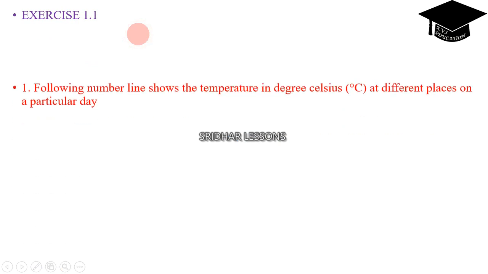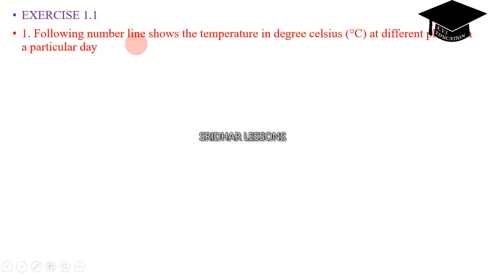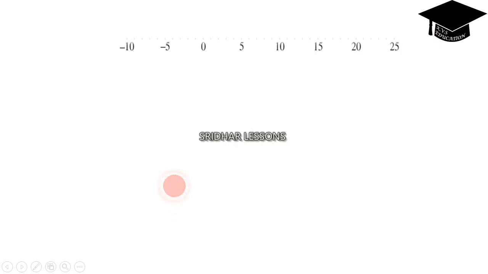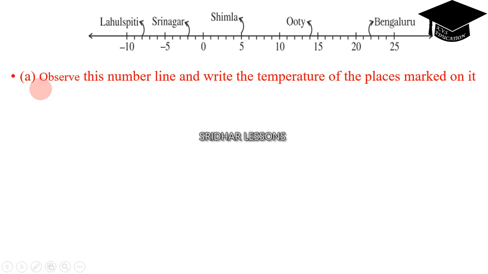We will see exercise 1.1. Question number 1. The following number line shows the temperature in degrees Celsius at different places on a particular day. We will see the questions carefully. Question A. Observe this number line and write the temperature of the places marked on it. We have to write the temperature of each and every place as marked on the number line.